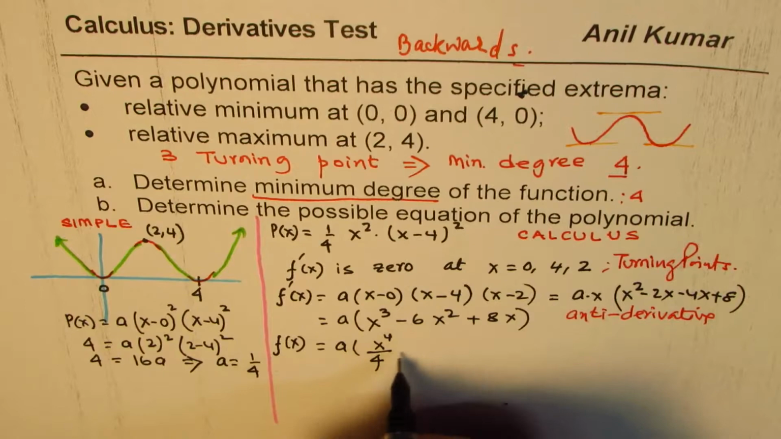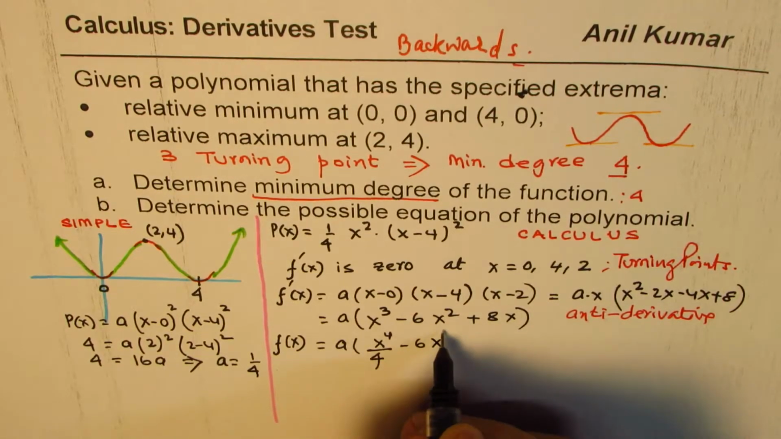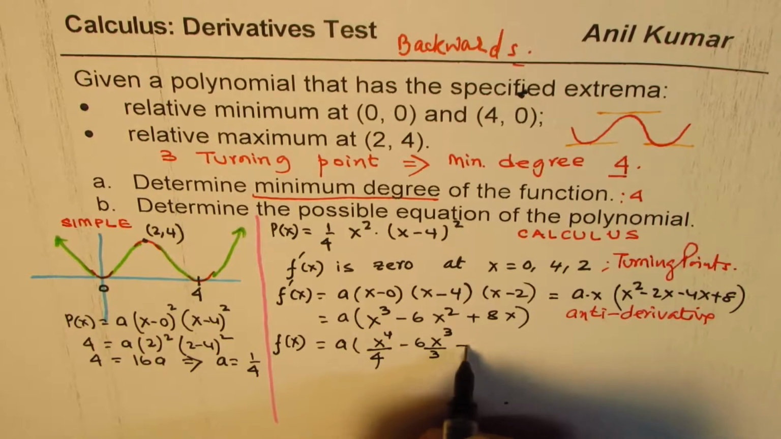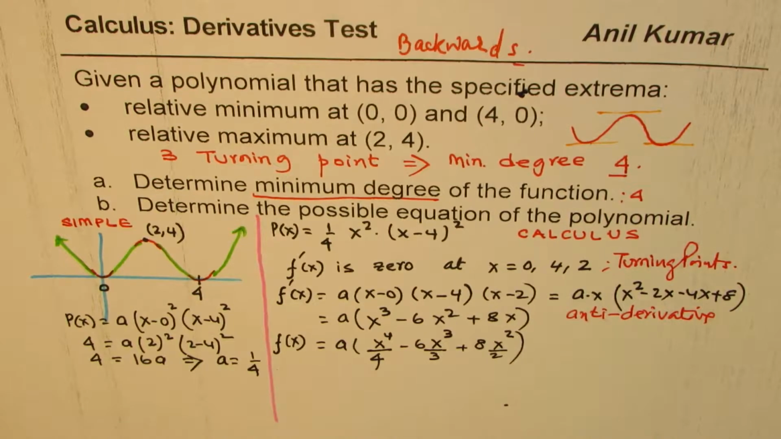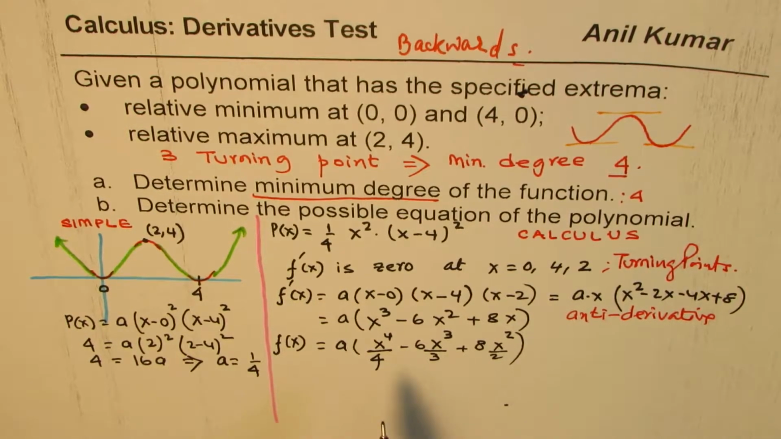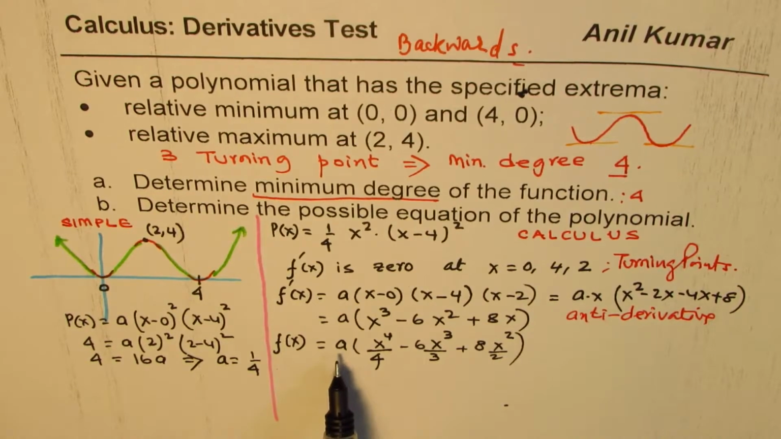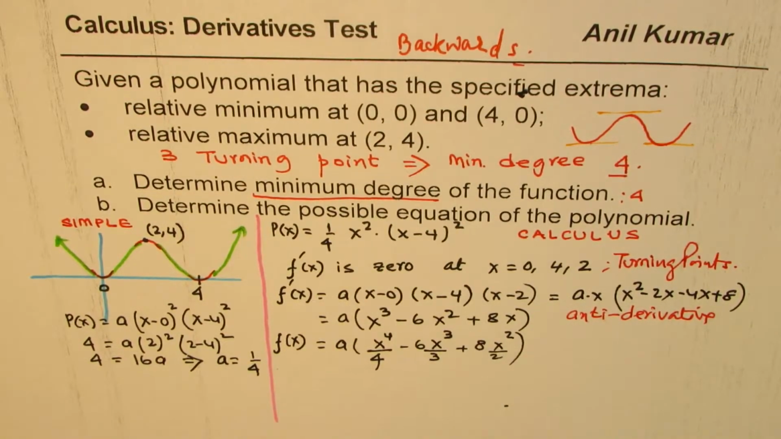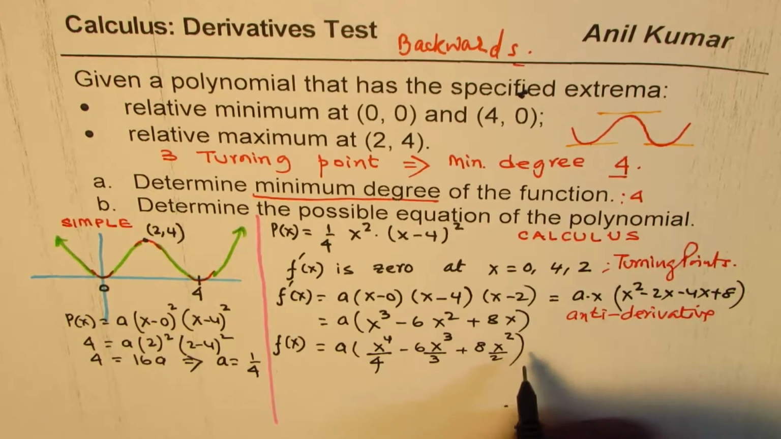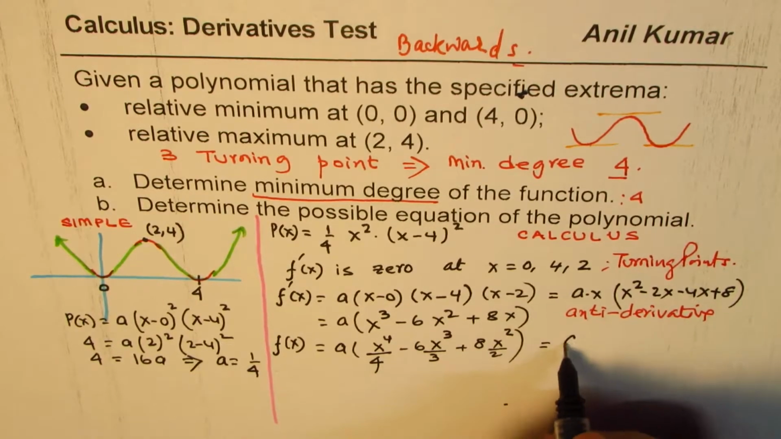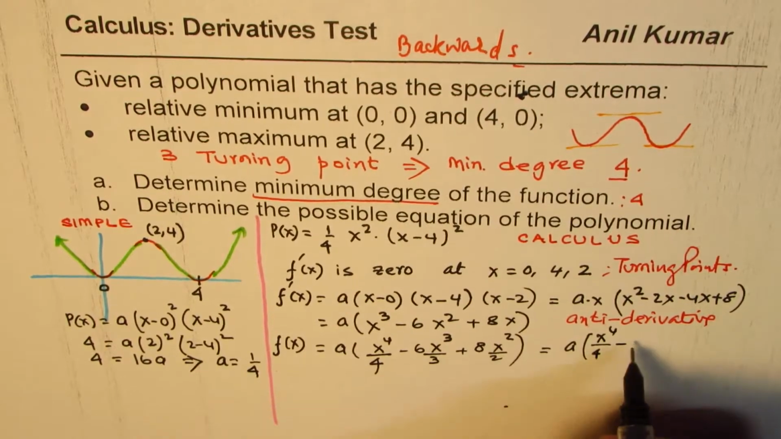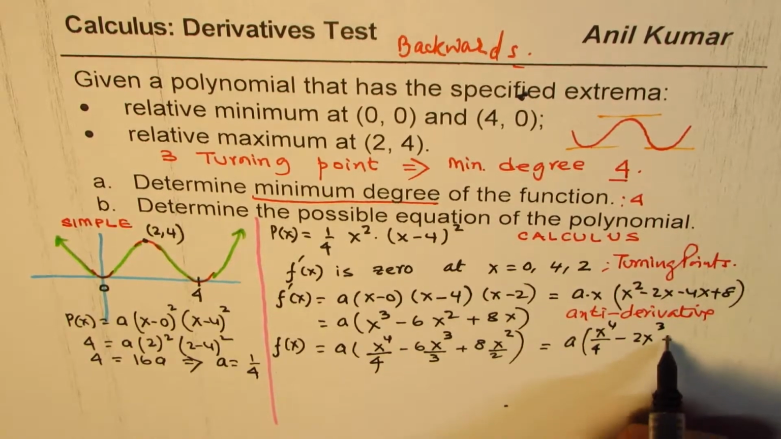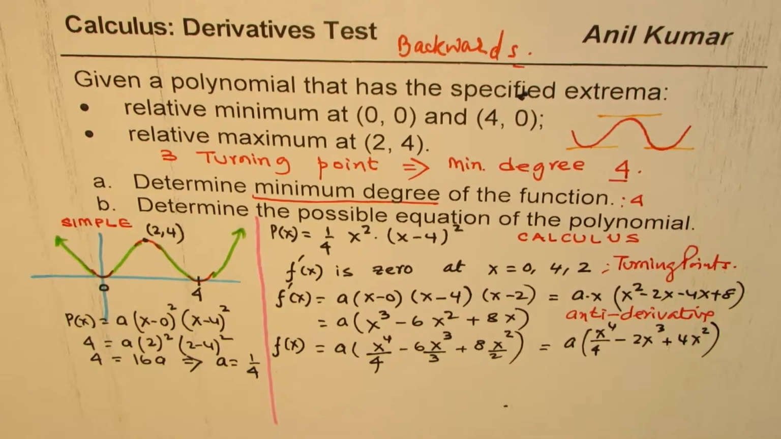Okay, same concept we'll use here. So minus 6, x degree higher by 1 divided by this number 3, plus 8, degree higher by 1 divided by this number. That's it. So we get this particular function where of course we don't know what a is. We can always find a because we know 3 points on this curve. Anyway, let's move forward. So we got this, which you could simplify as a times x to the power of 4 over 4 minus 2x cubed plus 4x squared.